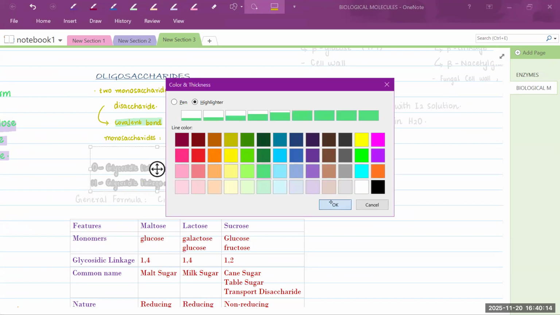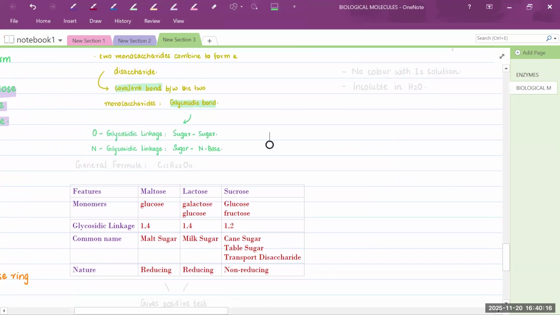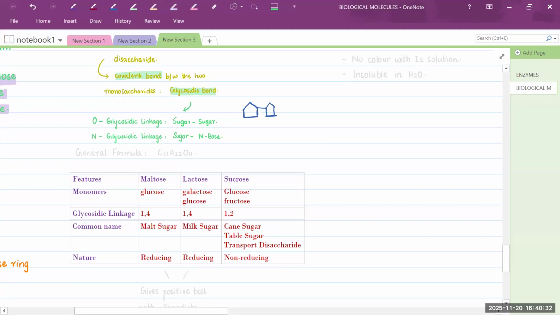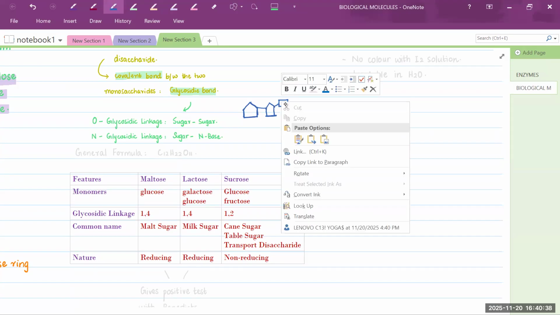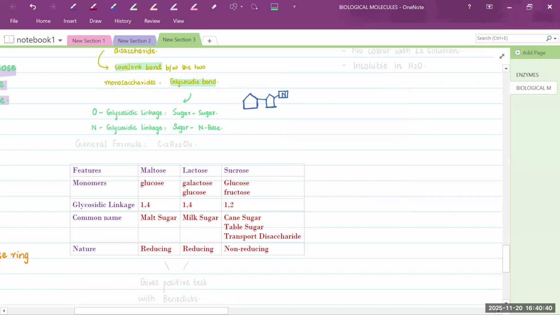One is between the sugar and sugar group, that is the main sugar. For example, we have a 5 carbon sugar and a 6 carbon sugar. Between the sugar and the sugar group, we have an O glycosidic linkage, and between the sugar and the nitrogenous base, we have an N glycosidic linkage.